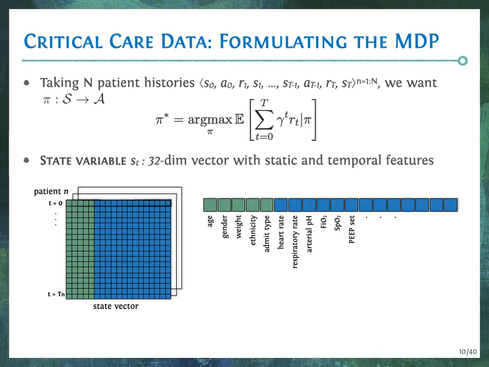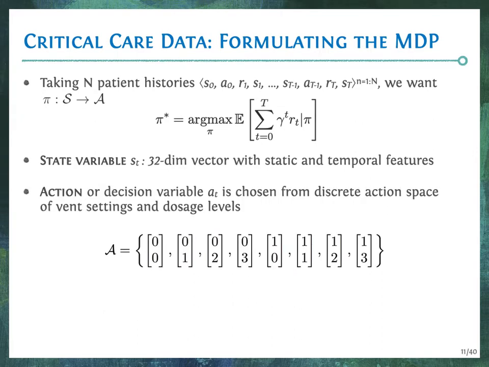In designing our state variable S, we want features that are rich enough to provide good predictions about action values, but that are simple enough to allow us to learn from a limited amount of data. What we use here is a 32-dimensional feature vector comprising static demographic information, such as age, weight, admission type, as well as time-varying vitals, administered sedatives, as well as relevant high-level information, such as vent duration and number of reintubations so far.